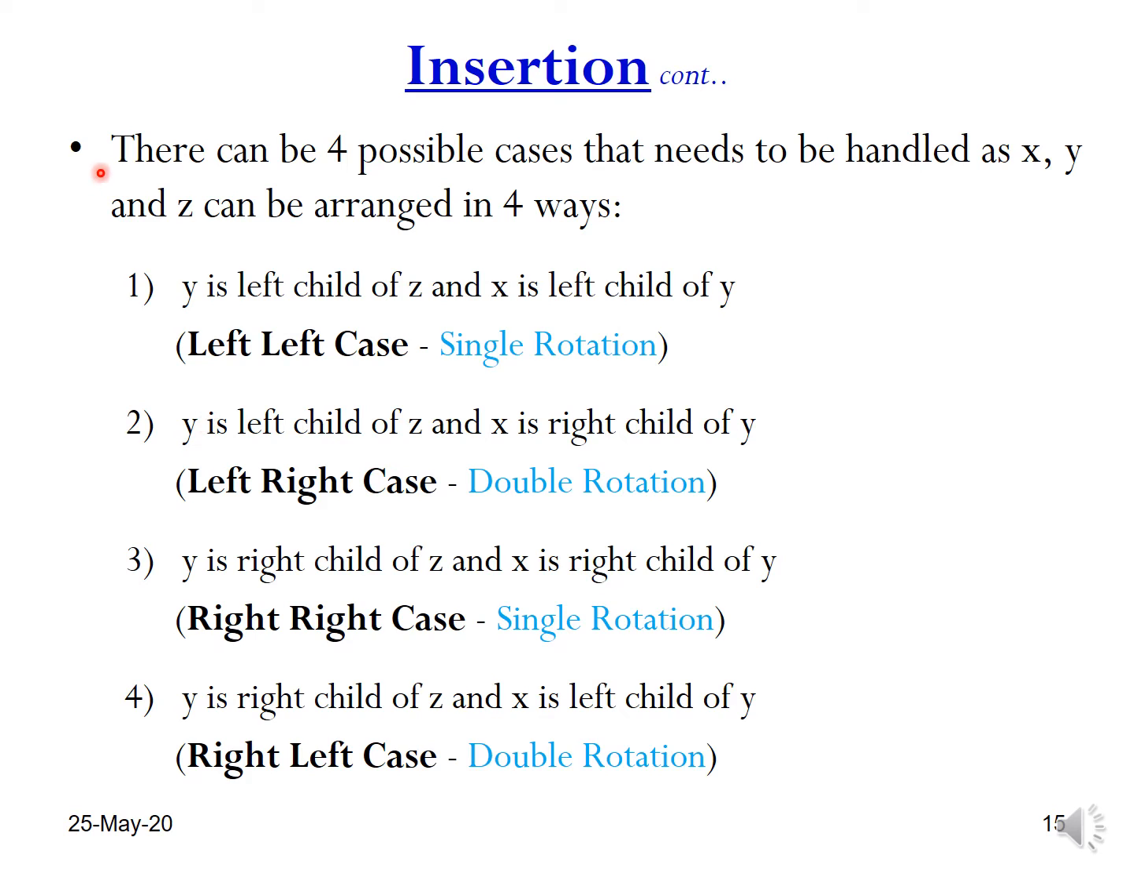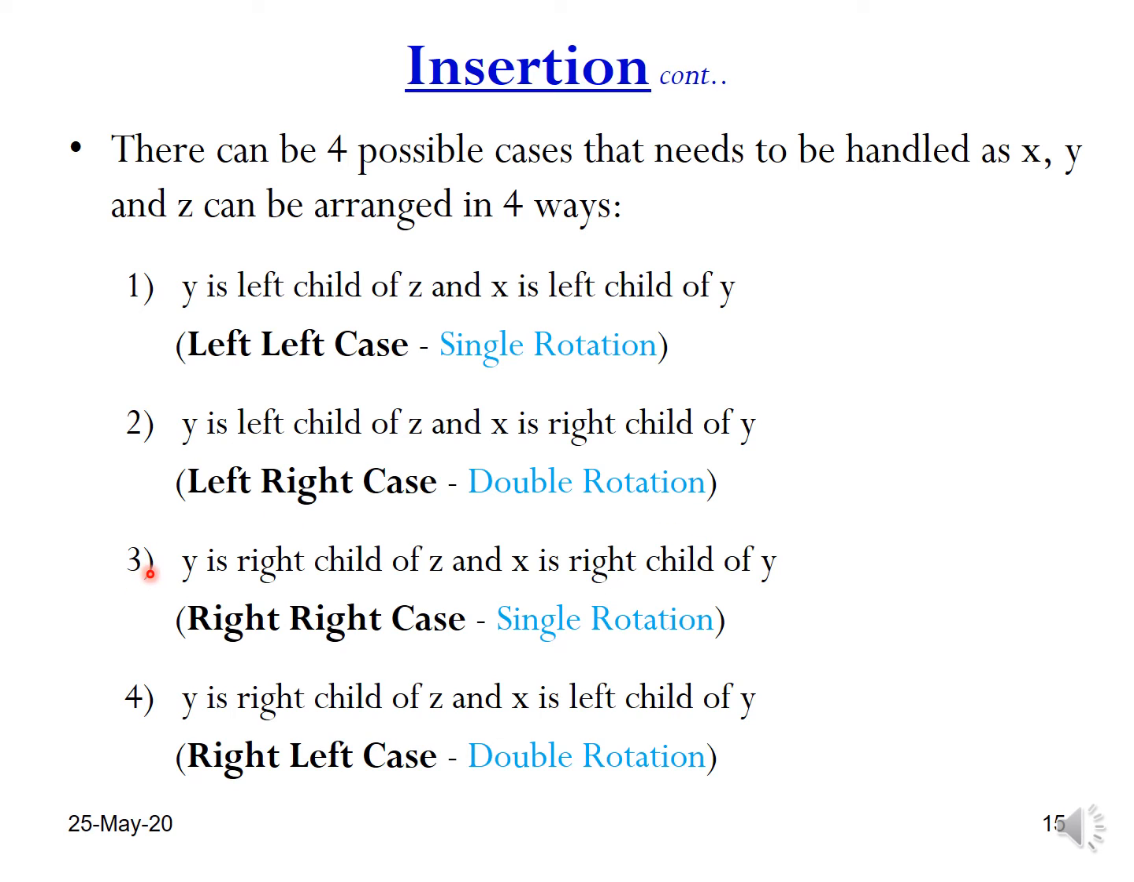Moreover, there are four possible cases that need to be handled, as X, Y and Z can be arranged in four ways. Case 1: Y is the left child of Z and X is the left child of Y. This is the left left case, and to balance it we perform a single rotation. If Y is the left child of Z and X is the right child of Y, this is the left right case, and here we perform a double rotation.